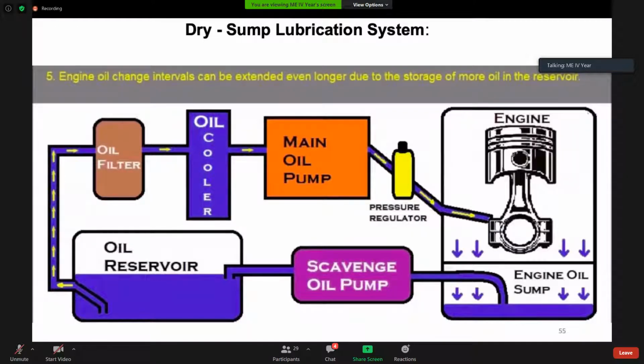So what is the difference between this lubrication system and the one we have seen in the previous slide? The only difference is that here we don't have a bigger oil sump. Here we have a very small space below the engine, and we don't store the lubricating oil below your engine. For that, we have a separate oil reservoir that is outside your engine cabinet. Whenever a small amount of oil gets accumulated over here, it is brought to your oil reservoir through this scavenging oil pump.